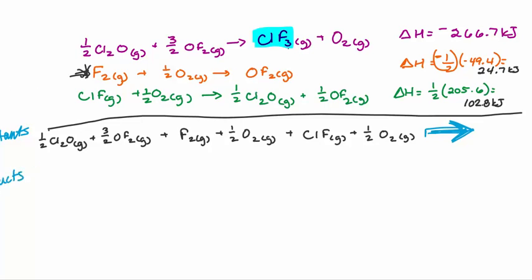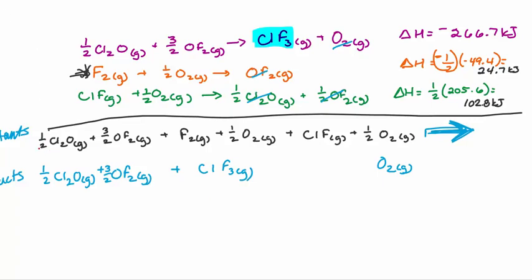So I'm going to look through for my products in order to line up things that are the same. So I have an O2 gas. I have an OF2, so that's over here. I have a Cl2O. I have that here. I have another OF2, so that makes that 3 halves. So I've used that and that. And that, and then I have my ClF3 gas. So now I can cross things out.